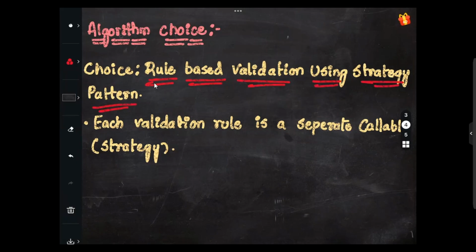Here each validation rule is a separate callable, called a strategy. If you know the strategy design pattern, it will be easier to write the code. If you don't know it, it's better to go to the design patterns playlist. We have discussed it in Python as well as in JavaScript.